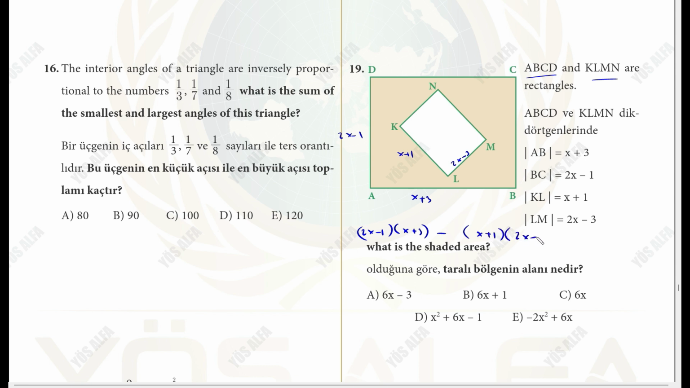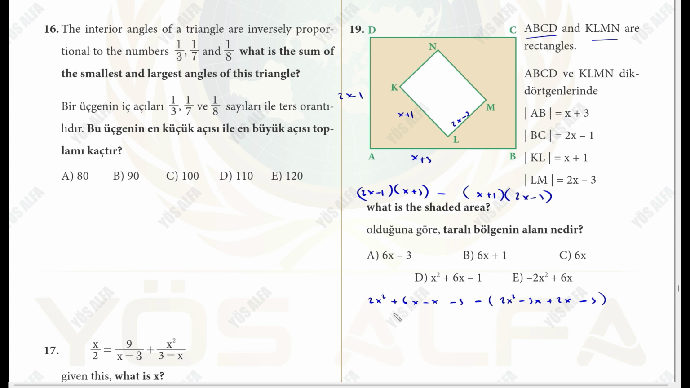times 2x minus 3. So we're going to multiply; I'm going to write it down here: 2x squared plus 6x minus 3. Over here is 2x squared minus 3x plus 2x minus 3. So when we simplify them, we have positive, negative, positive. These two cancel out each other. This is 6x minus x, 5x, and then 3x and 3x, so we're left with 6x. And there is negative 3 and positive 3. They cancel out each other, so we're left with 6x only. So the answer is C.